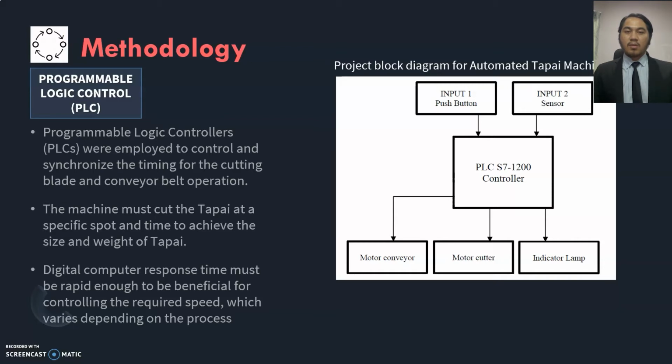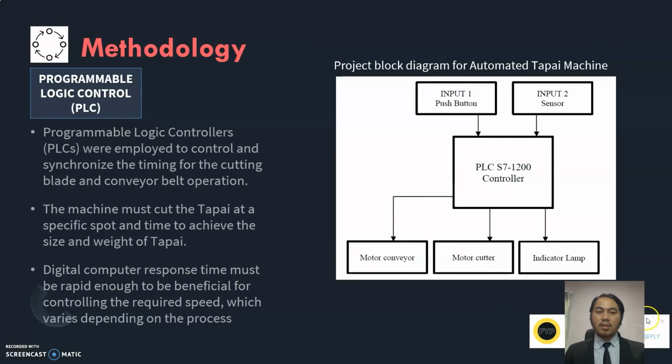The figure shows the project block diagram for automated Tapai machine. From the project block diagram, there are two inputs, which are push button and sensor. The controller used is the PLC S7-1200 controller, which controls the motor conveyor, motor cutter, and indicator lamp.